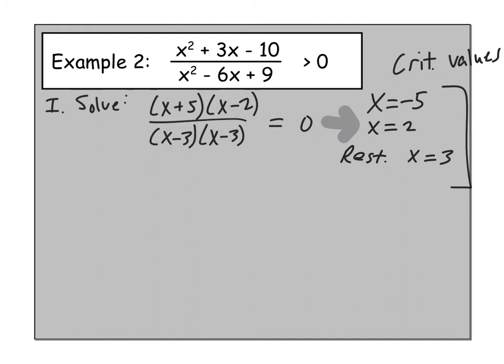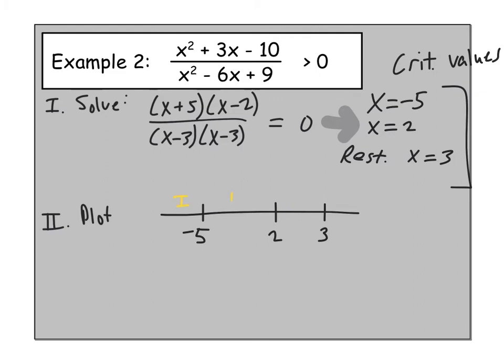Okay, so let's go ahead and plot those, and then we'll do our same kind of interval test. So we're going to plot now. This time we have three critical values, right? In order, negative 5 was the smallest, and then we had 2, and then we had 3.